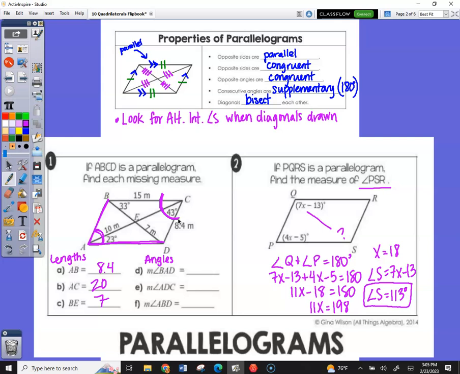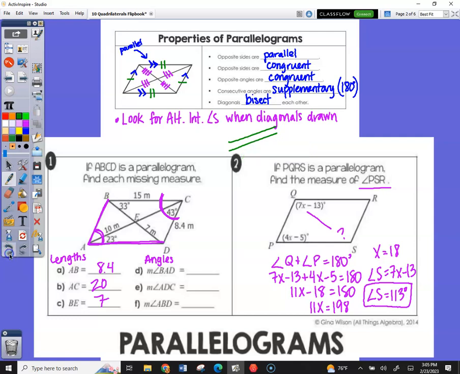Those aren't the whole thing, that's just a piece. Enter, look for alternate interior angles when the diagonal has been drawn. Let me remind you what alternate interior angles are. If you have parallel lines cut by a transversal, alternate interior angles are on the opposite sides of the transversal but within the parallel lines, and they're congruent.